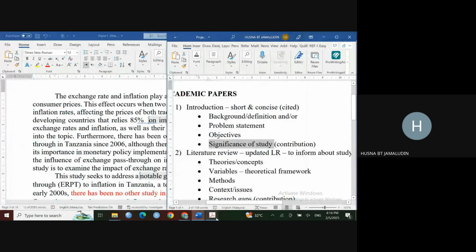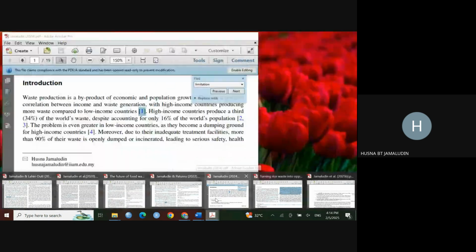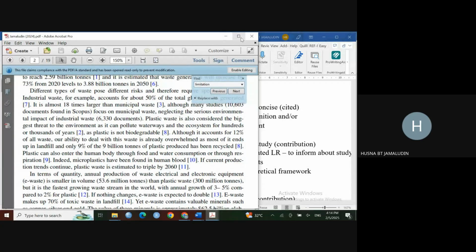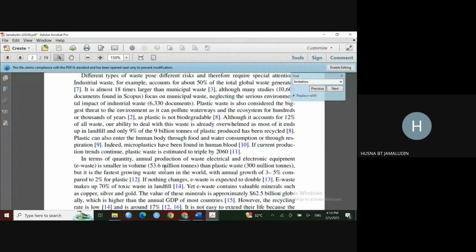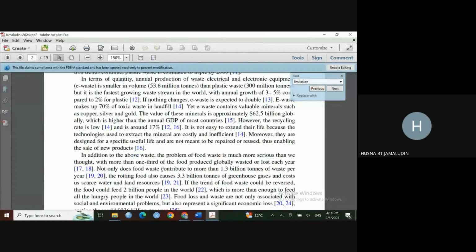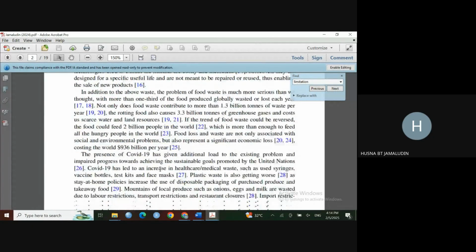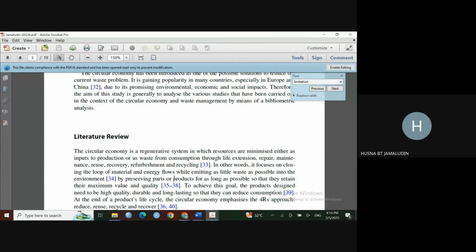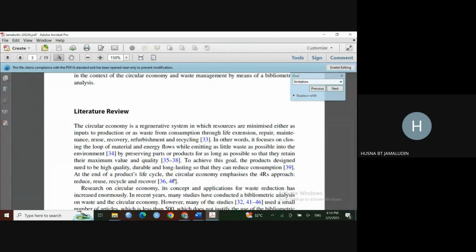Okay, let me show another example. This is the bibliometric paper. Let me see, what is the significance of this paper? Literature review. There are two things here that I forgot.